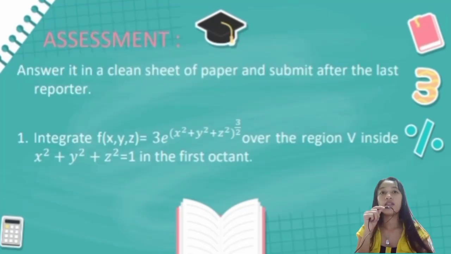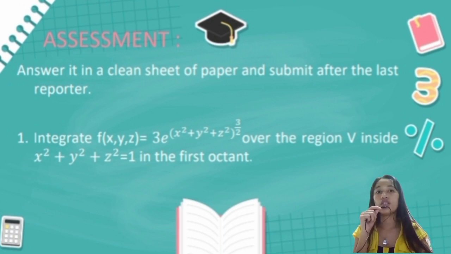For our assessment, you can write it on a clean sheet of paper and submit it after the last reporter. You need to integrate the function f of x, y, and z equals 3e to the exponent of x squared plus y squared plus z squared raised to 3/2, over the region V inside x squared plus y squared plus z squared equals 1 in the first octant.